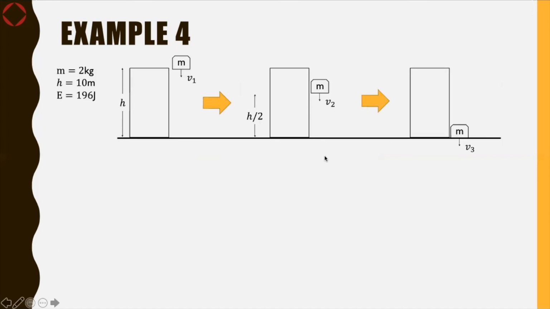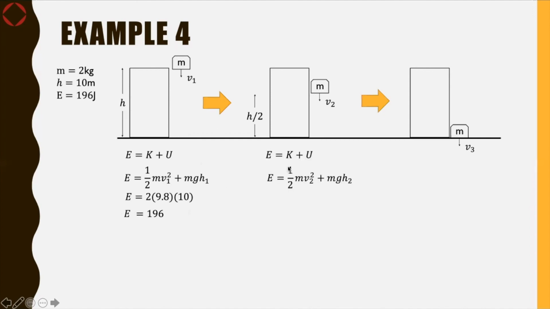I just moved this a little so I have space to work. At the top, in this first position, we said that E equals K plus U. K is 0. We only have U. So the mechanical energy is 196. Now, this mechanical energy will be the same everywhere. So at this position, E equals K plus U because energy is not created nor destroyed. It is only transformed. We will be using the same E, 196, and now we will solve for V2, the velocity at the half of the path.